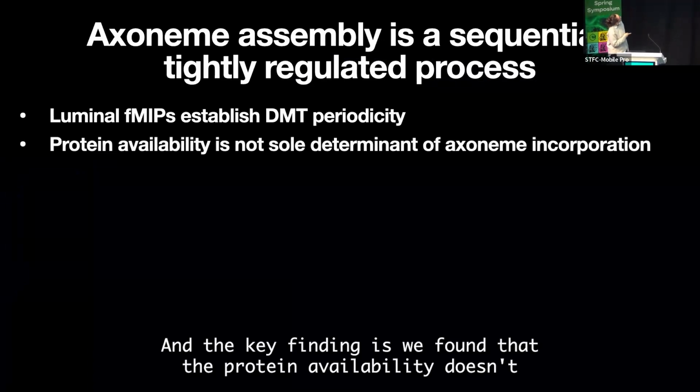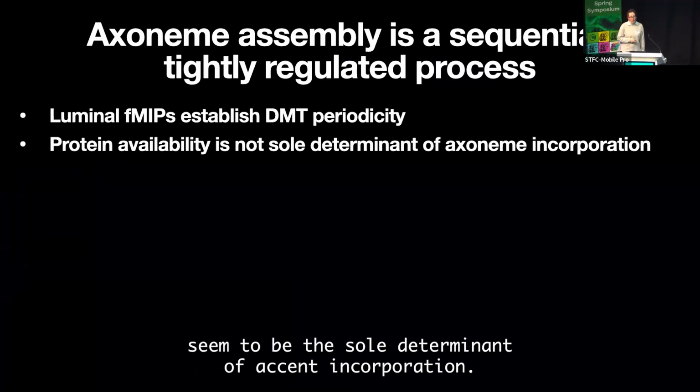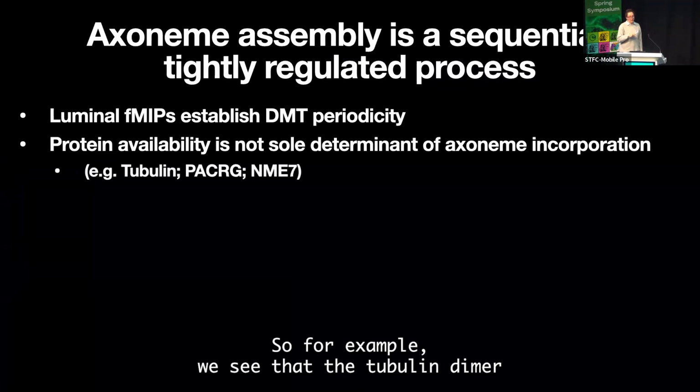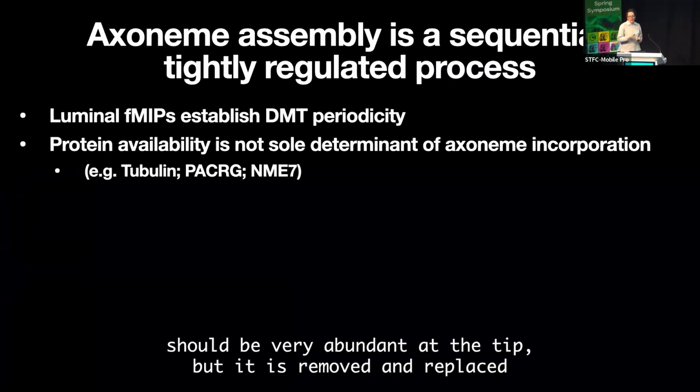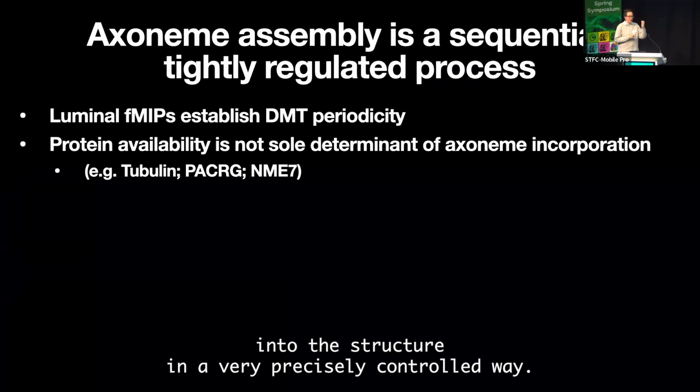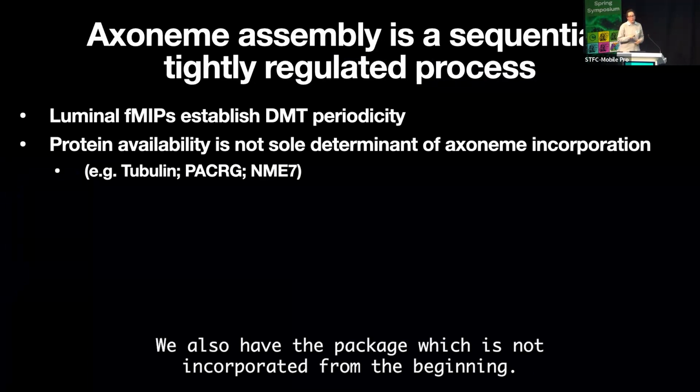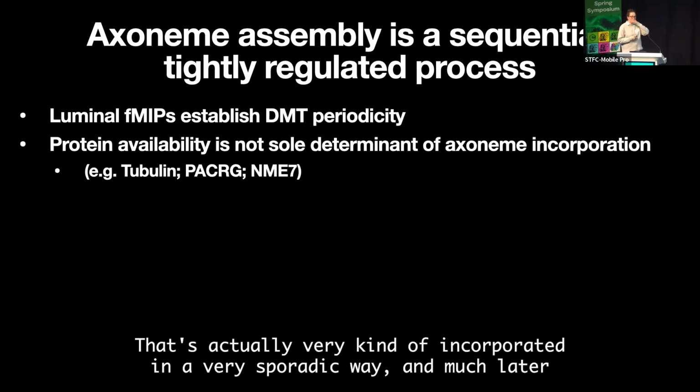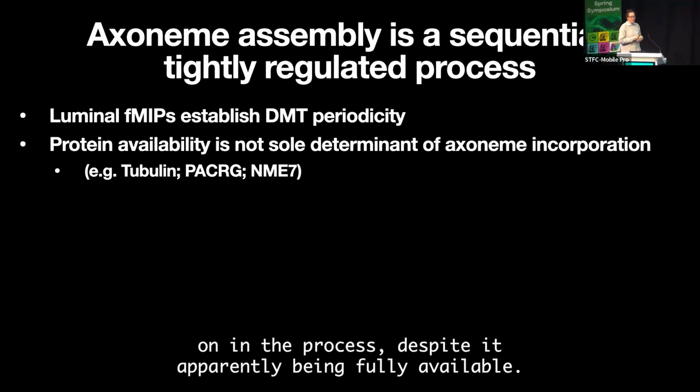Another key finding is that protein availability doesn't seem to be the sole determinant of axoneme incorporation. So, for example, we see that the tubulin dimer should be very abundant at the tip, but it is removed and replaced into the structure in a very precisely controlled way. We also have the PACRG, which is not incorporated from the beginning. It's incorporated in a very sporadic way and much later on in the process, despite it apparently being fully available.